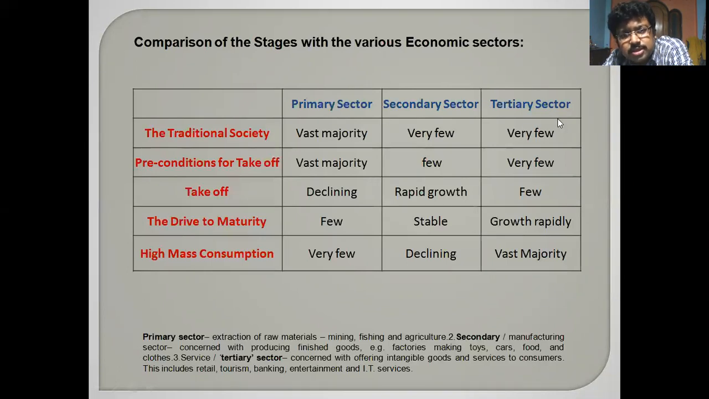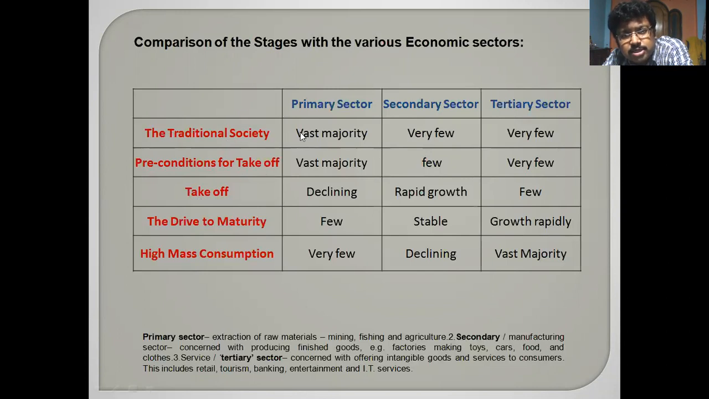So these are the three sectors. And now this is the traditional society, preconditions for takeoff, the drive to maturity, the high mass consumption. Now on the basis of these three sectors, we can differentiate these five stages. We compare these five stages. Primary sector, there is a vast majority.